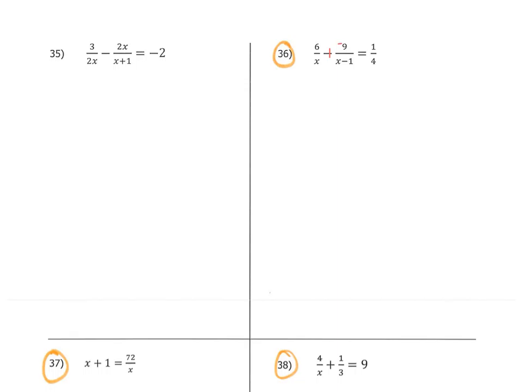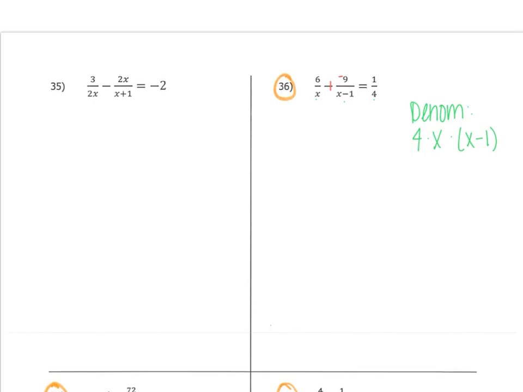Second thing we want to do is figure out our denominator. I see an x, a 4, and an x minus 1. So I'm going to make that 4 times x minus 1. Notice that I put the x minus 1 in parentheses. That's just going to help us when we have to distribute later. So multiply everything by 4 times x minus 1.